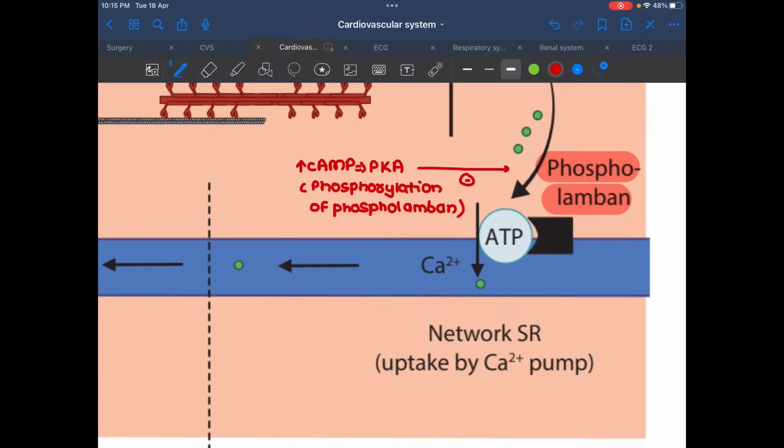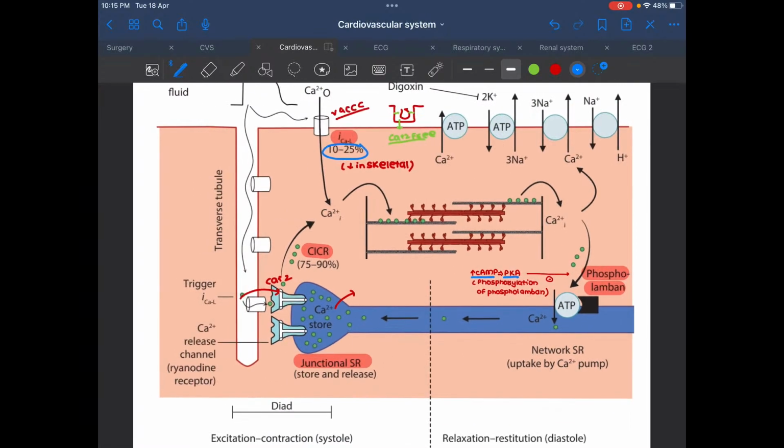We have already discussed this SERCA and how it is modulated by phospholamban. Just remember, whenever there's an increased activity of cyclic AMP, it's going to activate your protein kinase A. That's going to inhibit your phospholamban by phosphorylating it. Okay? We've already talked about this.